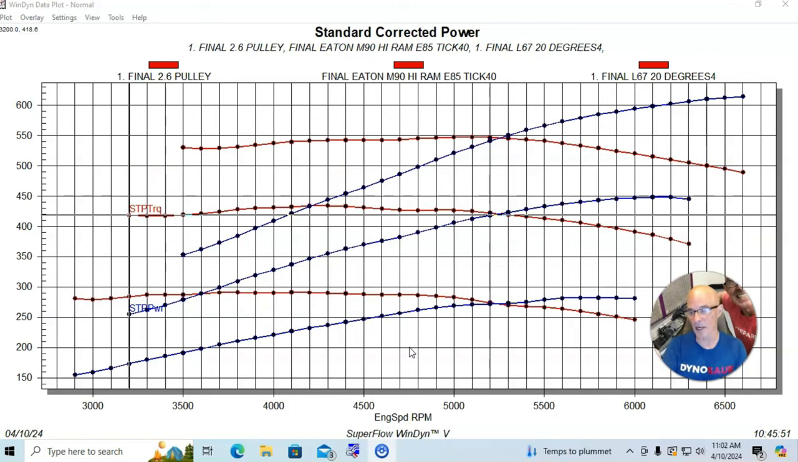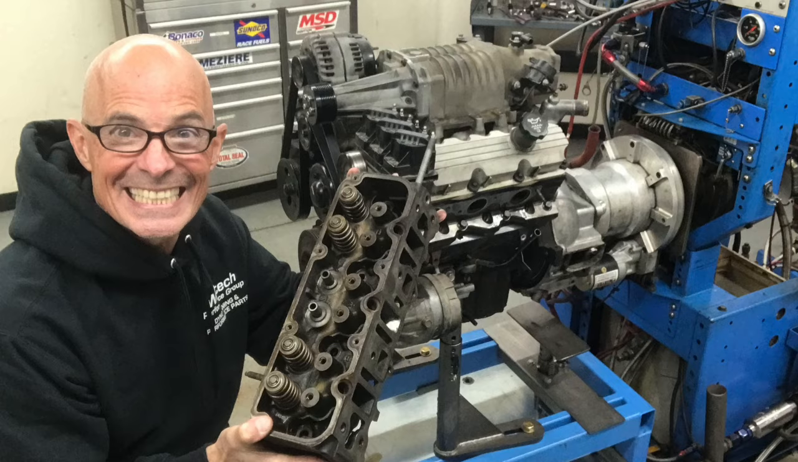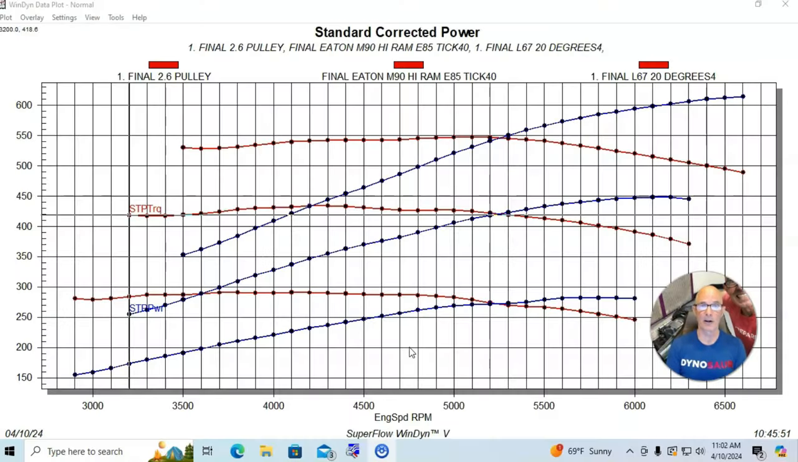boost. Well, that's great. But it'd be even better if we took our naturally aspirated motor and modified it, so it made more power before we added the supercharger, with cam, ported head, that kind of stuff, and we lowered the boost. That's exactly what we did on our LS combination.